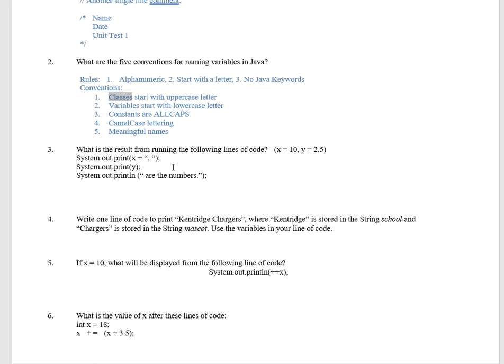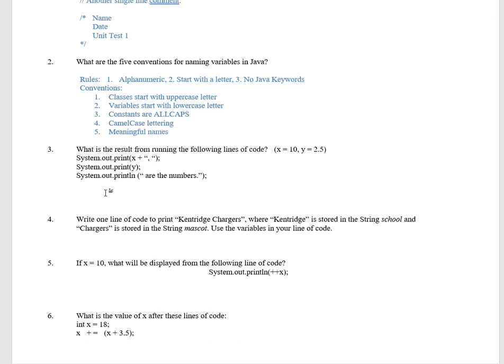Okay, the next one is just being able to read code. So we know that system.out.print and system.out.println are different because print will only print what is inside the parentheses, and then the cursor stays on that line. So I have a print, and it says x plus a comma. That means take the value of x, which is 10, and then print a comma, and then stay on that line, and then print the y.